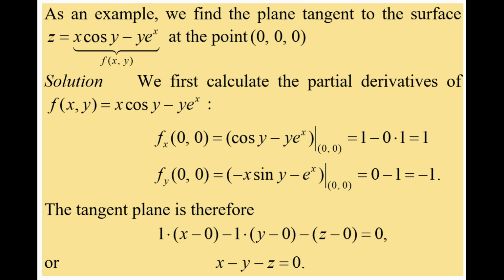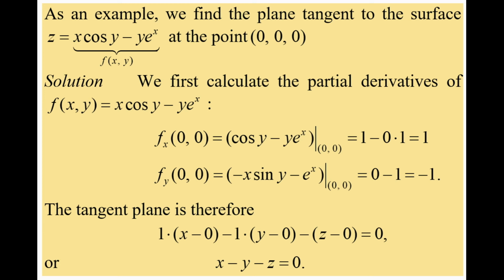As an example, we find the plane tangent to the surface z is equal to x cos y minus y e raised to x at the point 0, 0, 0. Here we take f of xy is equal to x cos y minus y e raised to x, which is a function involving only two variables x and y. Then we evaluate the partial derivative of this f with respect to x and also with respect to y and evaluate at ordered pair 0, 0.